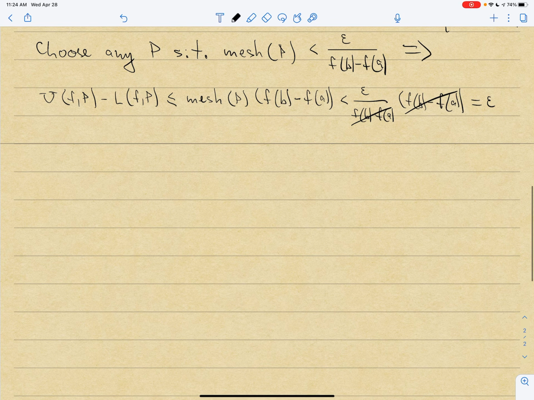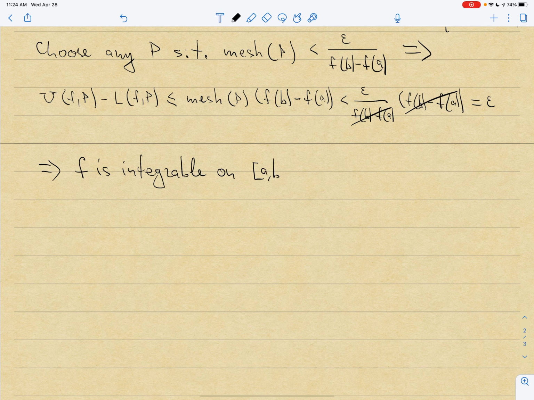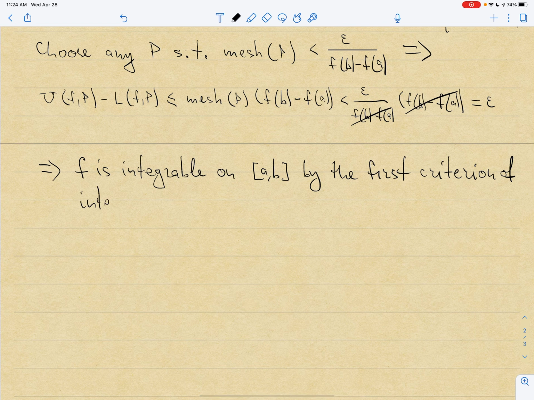Right, and so the conclusion is, therefore, f is integrable on [a,b] by the first criterion of integrability. And so we're done here.